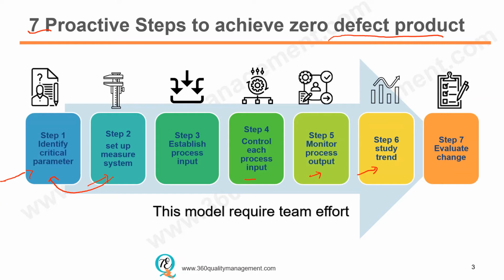And finally, the last step would be to evaluate what change can be made or any process improvement that can be made. To follow these steps properly, this model requires a team's effort, and the quality engineer has to learn how to influence others to follow these steps.